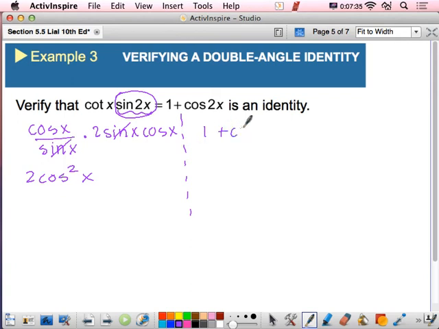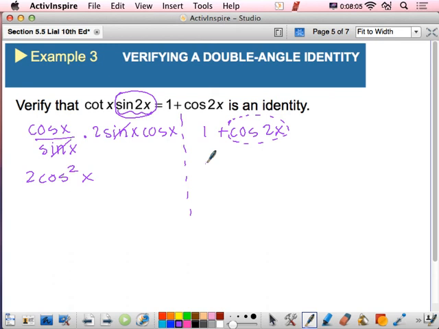1 plus cosine of 2x. Well, for cosine of 2x, actually, I get 3 options for that one. I can either replace it with cosine squared of x minus sine squared of x, or I can use 2 cosine squared of x minus 1, or I can use 1 minus 2 sine squared of x. I want to use the one that looks the most like what I'm trying to get it to equal. I'm trying to get it to equal 2 cosine squared.